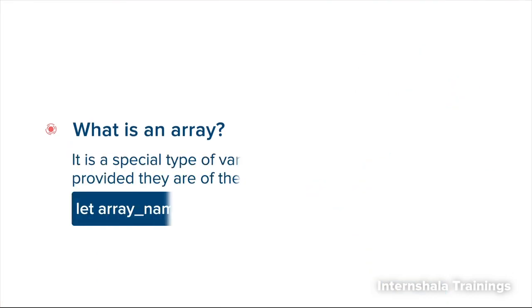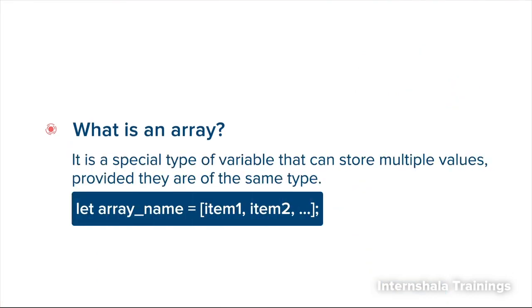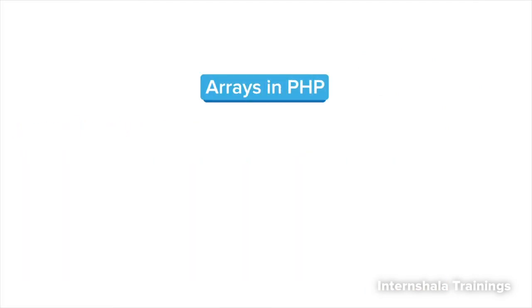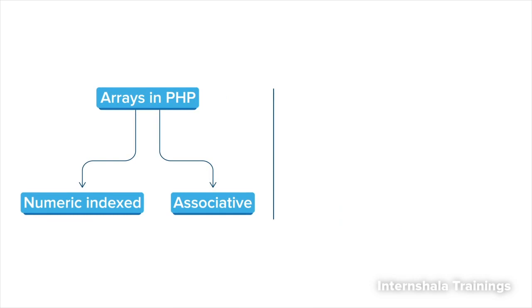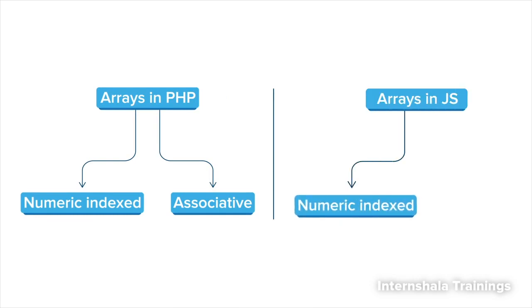An array is a special type of variable that can store multiple values, provided they are of the same type. In PHP, we learned that there are two types of arrays. One is numeric indexed and the other is associative arrays. In JavaScript, there are only numeric indexed arrays and no associative arrays. The objects which we discussed in detail in the previous topic behave as an array but are more advanced than arrays. We will come to that in a while in this video.